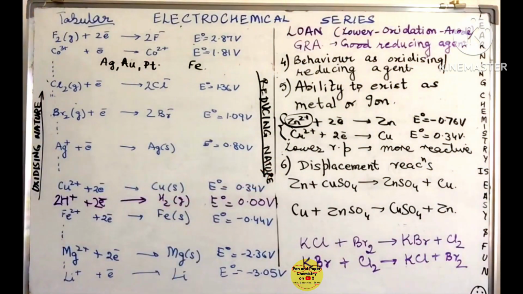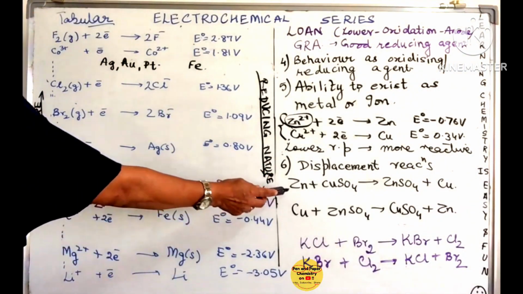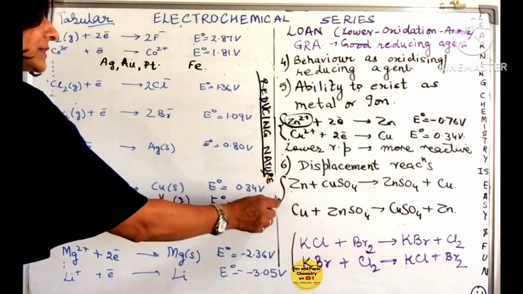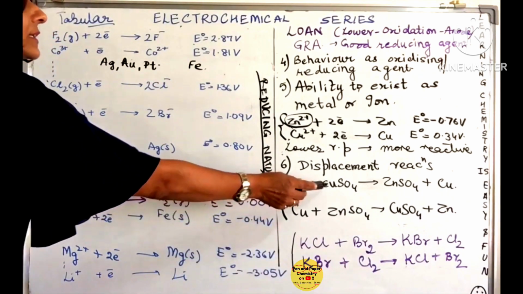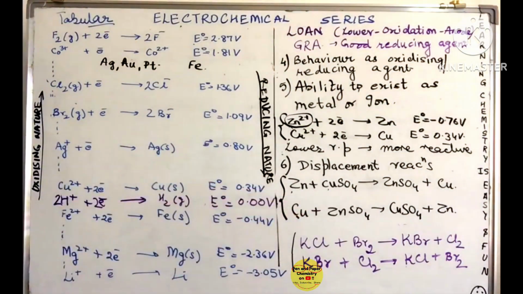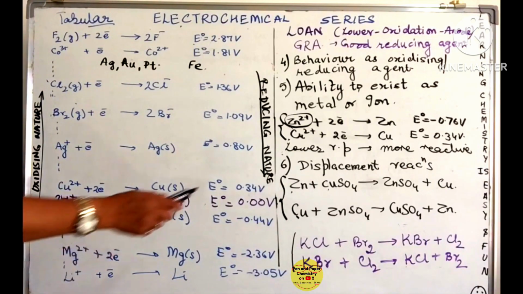Displacement reactions. Now here we have to see two examples. Forget about the last two. See over here, zinc displacing copper, or copper displacing zinc. I will explain one more method of how we can determine that, but for now, let us concentrate on their reduction potentials.